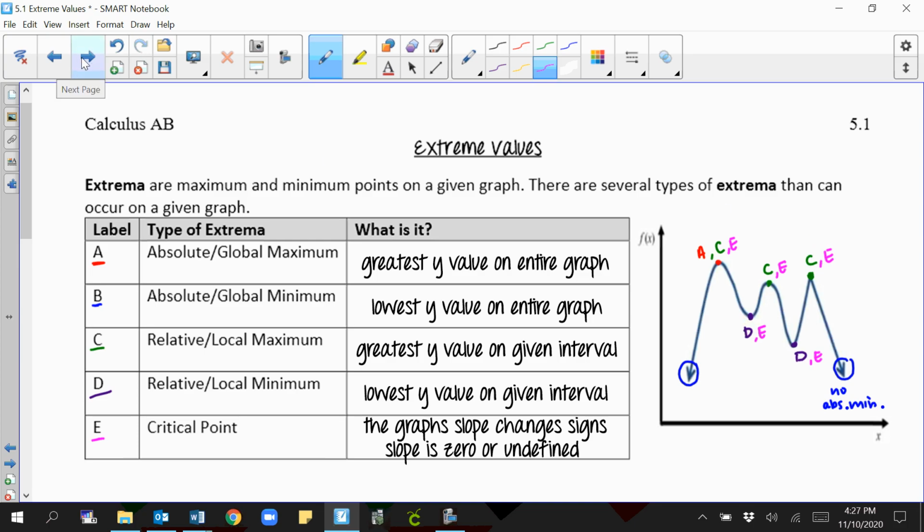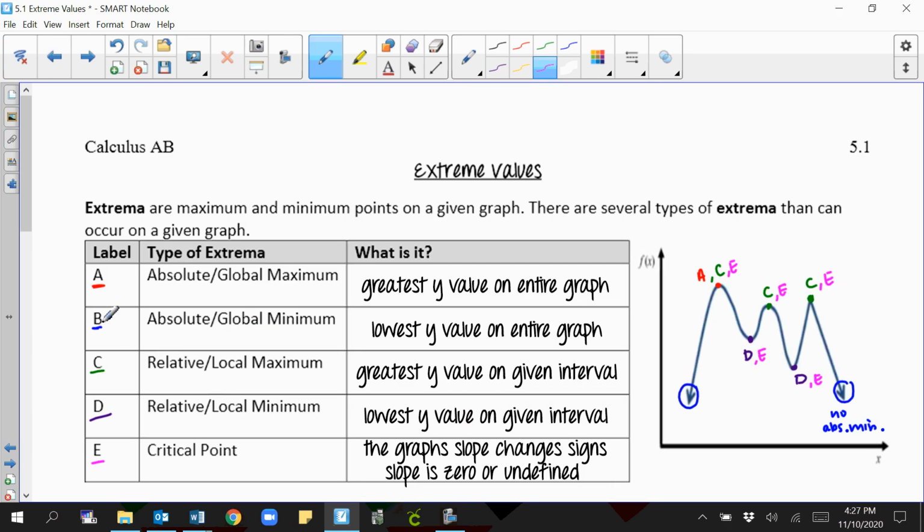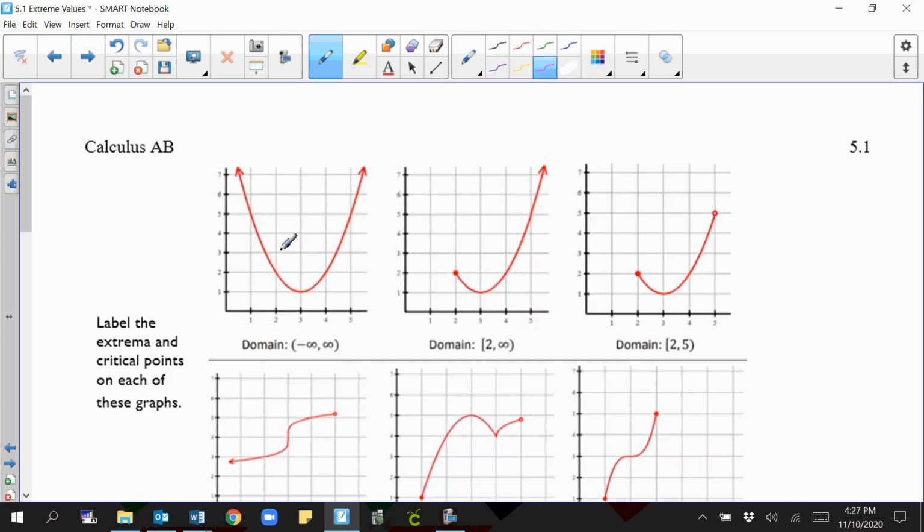So let's look at some more examples. So it says label the extrema and critical points on each of these graphs. So I'm going to use those same letters that I was using from this table right here, the A, B, C, D, and E, just because it's a little bit easier to write letters instead of having to write all of these words. So if I'm looking at my parabola right here, these arrows mean that it's going to go up to infinity. So that means that I'm going to have no relative maximum or absolute maximum.